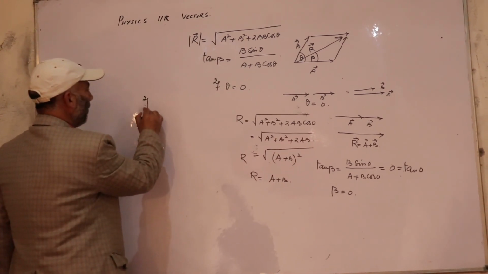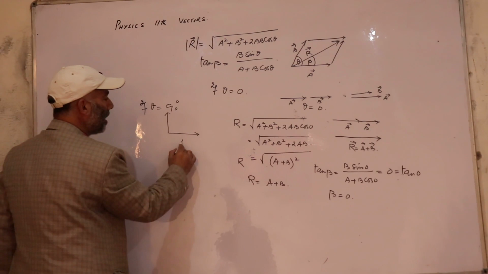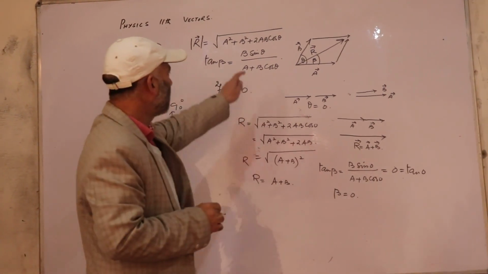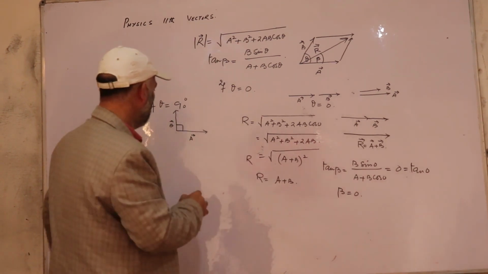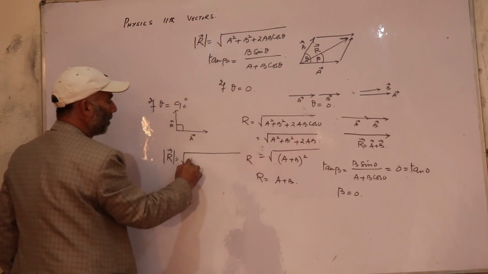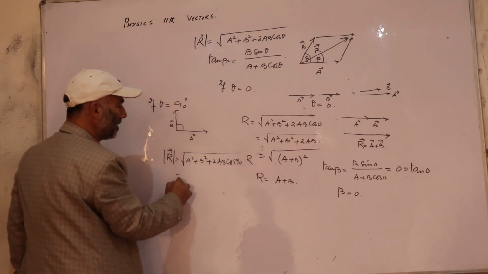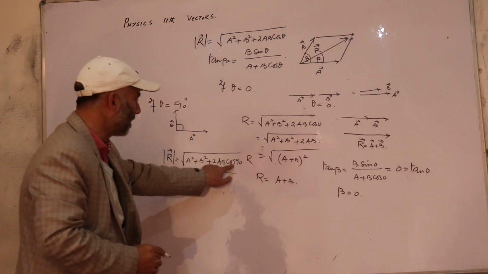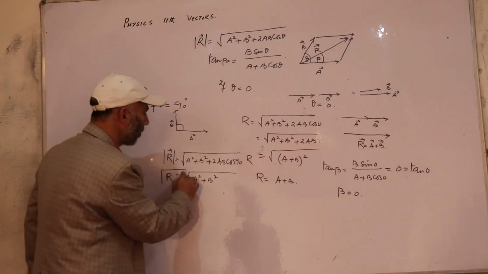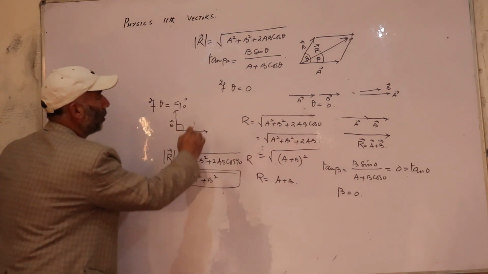Next, if theta is 90, what do you understand by this? This means the two vectors are perpendicular. So for perpendicular vectors, we need to find the magnitude and direction of the resultant. The magnitude of the resultant is equal to root of A square plus B square plus 2AB cos 90. Since cos 90 is 0, this is equal to root of A square plus B square. Please remember that the magnitude of the resultant in the case of perpendicular vectors is root of A square plus B square. And the direction of the resultant we get from this equation.